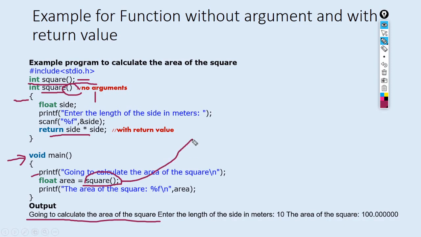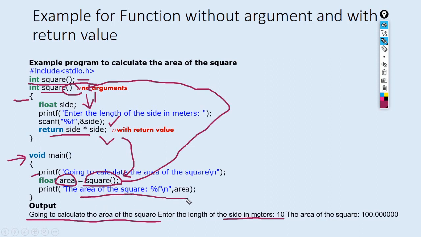So with this call it will go here. It will go to the definition of the function. It will come inside and it will execute all these things, and side into side is again returned. This value is returned. So as you are entering the length of the side in meters as 10, so 10 into 10 is nothing but 100. So in this area variable 100 value will be stored, and when you are printing the area of the square we are getting the output as 100. So this is nothing but with return value and without any arguments, right?